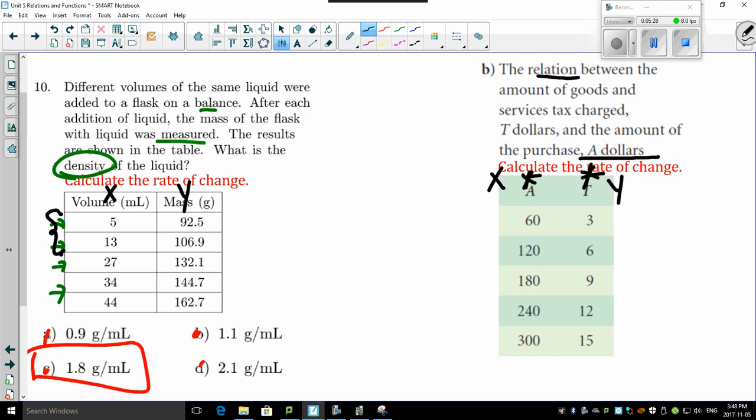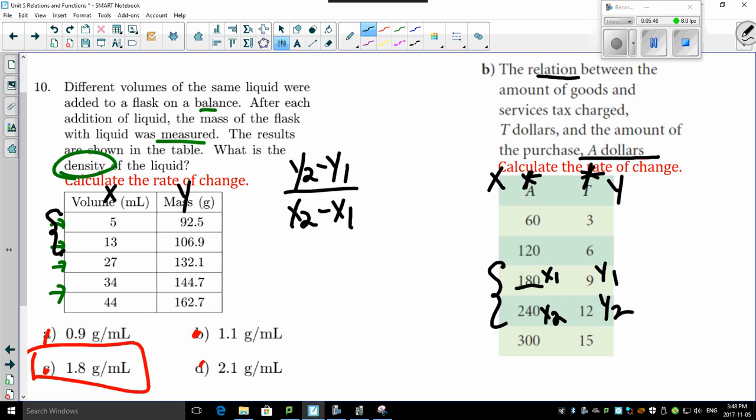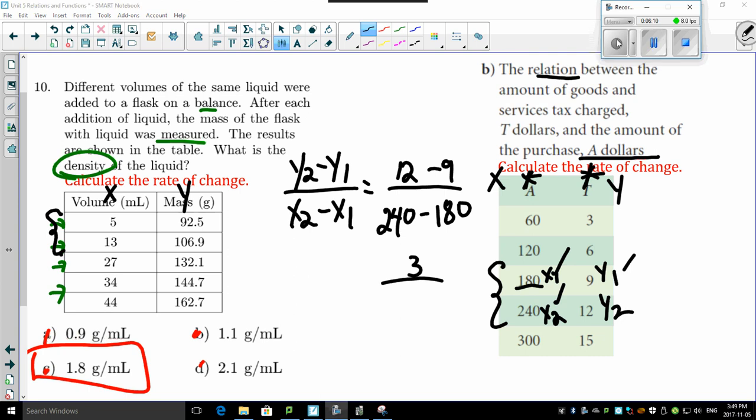And again, pick two. I don't know, let's pick these two here. Why not? There's X1, there's Y1, there's X2, there's Y2, right? So slope, Y2 minus Y1 over X2 minus X1. Y2 is 12 minus Y1, which is 9, over X2, which is 240, minus X1, which is 180. 12 minus 9, I believe, is 3, right? 240 minus 180 is 60.